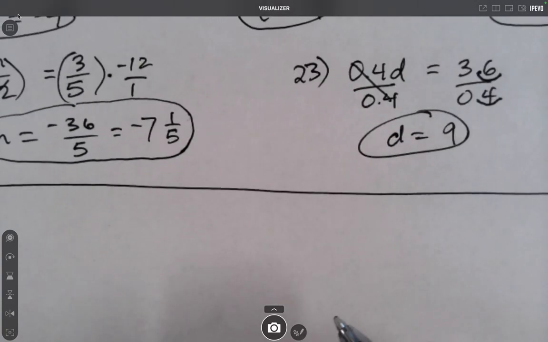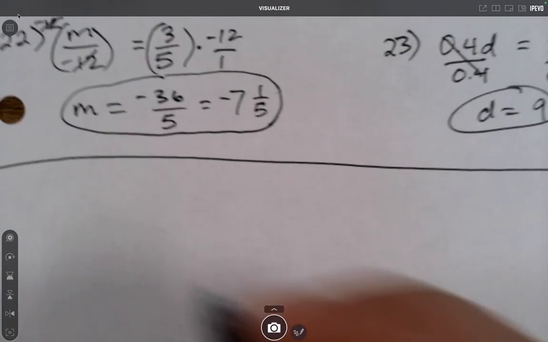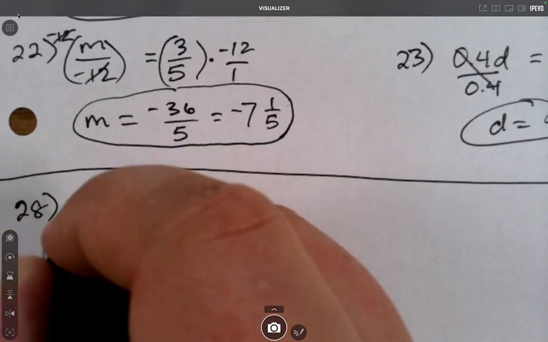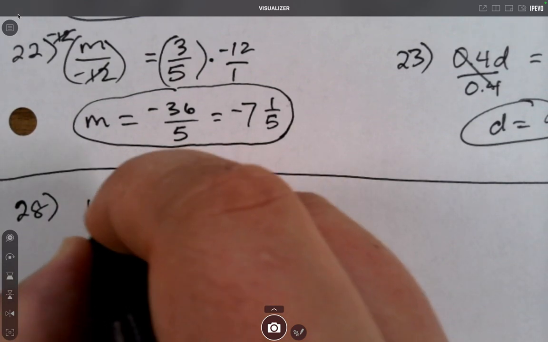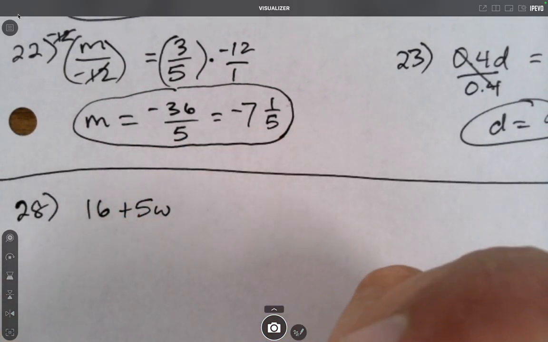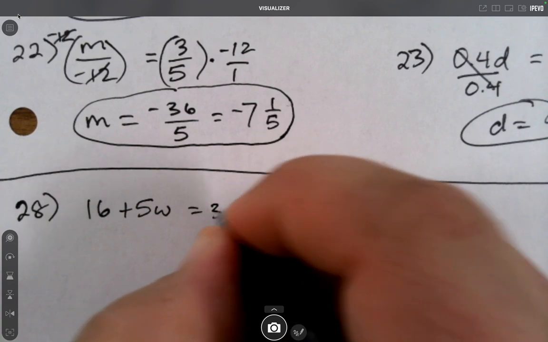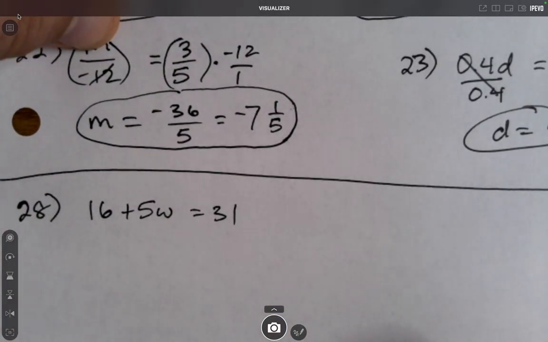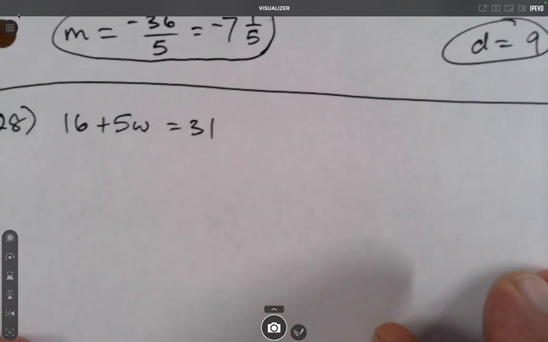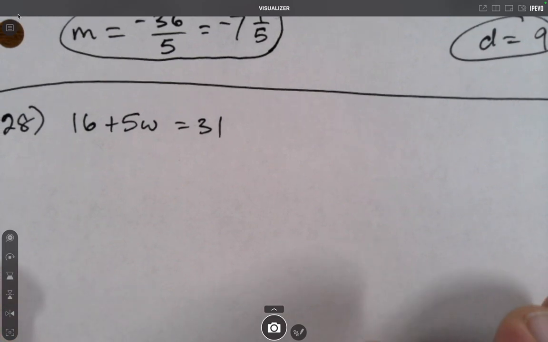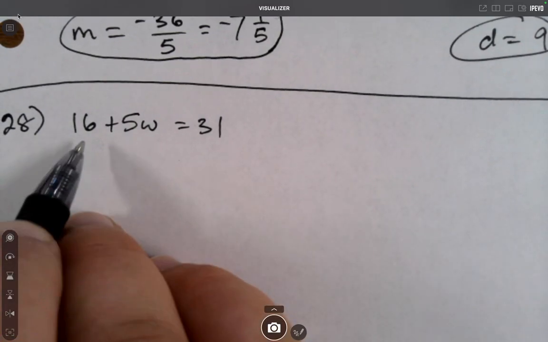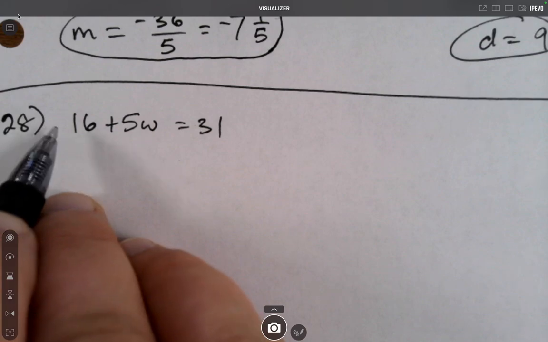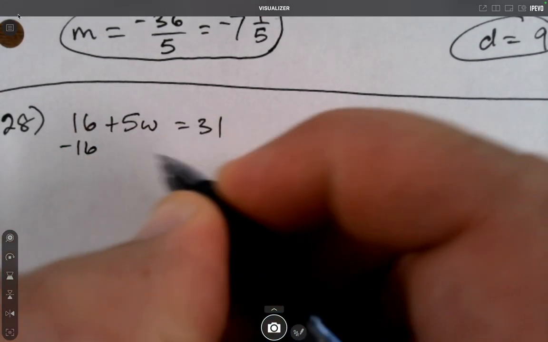Okay, our last section is two-step equations, starting with 28. 16 plus 5w equals 31. So this is one with no division at all. There's nothing being divided. So our first step is either add or subtract. So that means we look at the 16. It's a positive 16, so we need to subtract it to get rid of it.